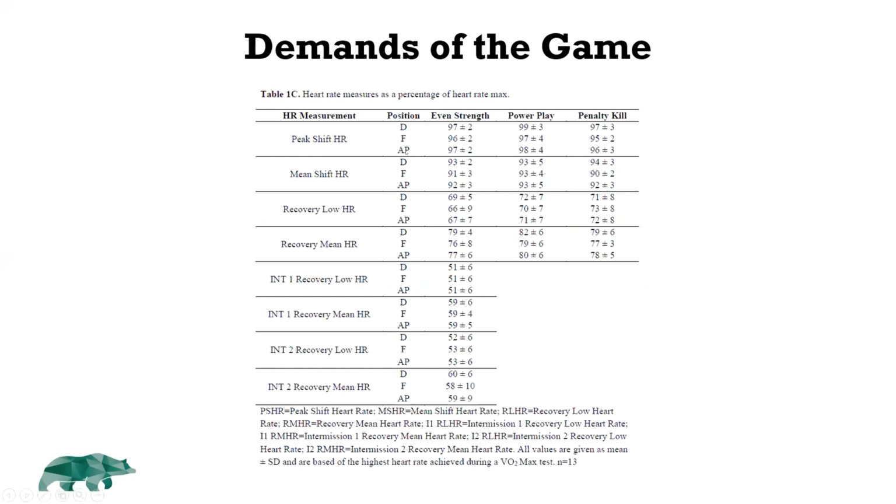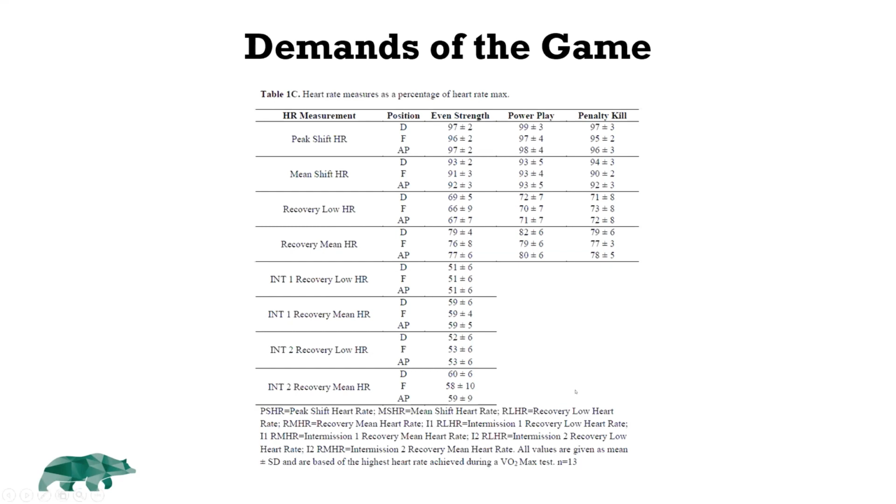For anybody that's not sure, a typical shift in ice hockey is going to be anywhere from 30 to 45 seconds, sometimes a little bit longer. So very short periods of time. Average heart rates were very high on ice as well. And then recovery heart rates, looking at the time spent on the bench during gameplay, averaged around 77% of their max, which was still quite high. And then the intermission recovery looks at recovery heart rates between the first and second periods in intermission 1, and between the second and third periods in intermission 2.